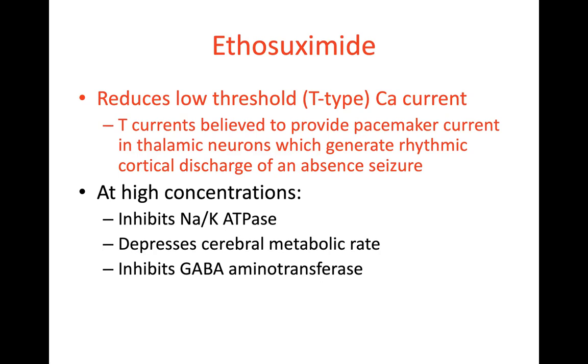We do know at higher concentrations, we start seeing inhibition of sodium potassium ATPase, which is going to affect the ionic conductance. We do know that GABA aminotransferase is going to be inhibited, which is going to allow GABA levels to go up, and that the metabolic rate of the cerebrum is going to be depressed. But we think that at therapeutic dosages, its mechanism is probably due to its action on these T-type calcium currents.